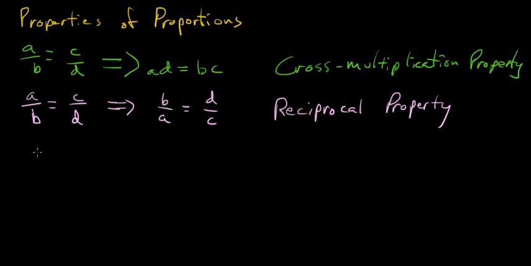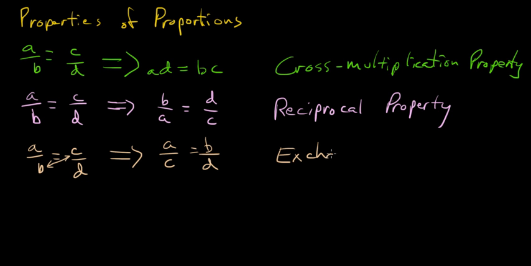And there's another one. A over B equals C over D. That means that A over C equals B over D. Now, I bet you didn't know that one. A over B, we can switch these two. You see what I did? I switched these two. I put C on the bottom over here. I put B on the top over here. And that is called the exchange property.